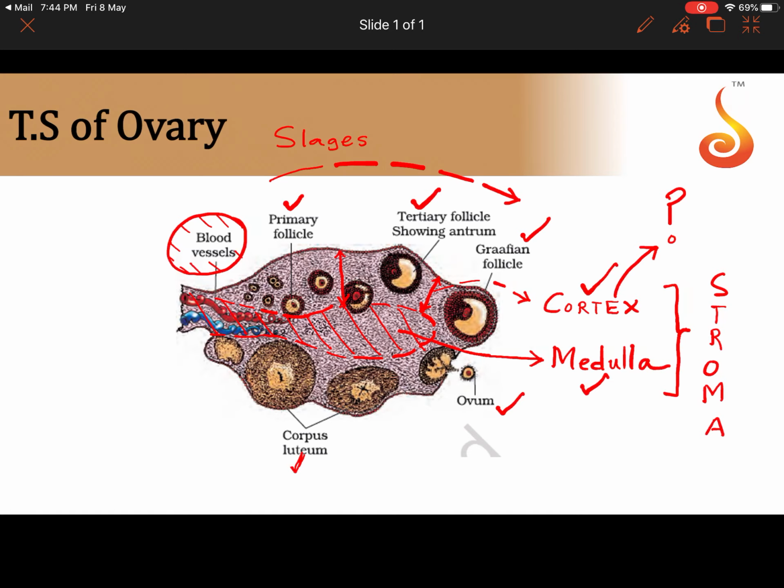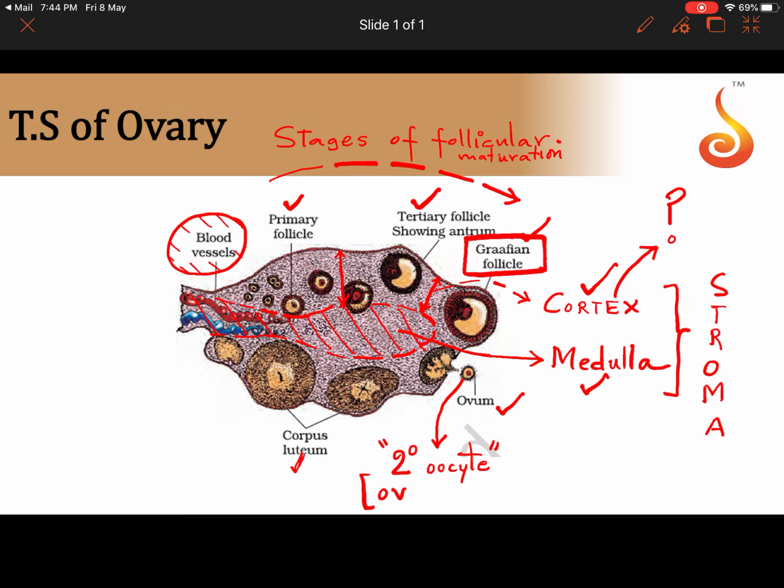So I'm going to label here, you will find various stages of follicular maturation within the cortical or the superficial zone of the ovary. And then you all are aware the most mature of all follicles is referred to as the Graafian follicle. It is inside the Graafian follicle that there is a cell that is sitting. It's labeled here as ovum, but technically you all are aware it is called the secondary oocyte. The secondary oocyte is liberated by the rupturing of the Graafian follicle. I hope you remember this process is referred to as ovulation.